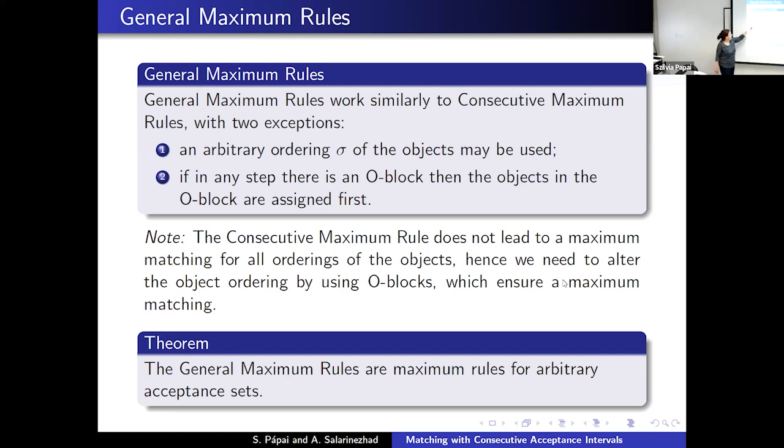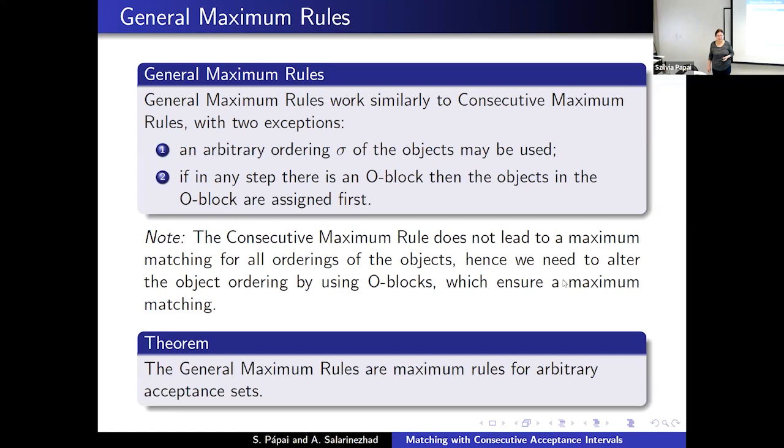So if in any step there is an O block, then the objects in the O block are assigned first, and hopefully it's intuitive why. Because if you don't assign them, then at least one object from the O block may not be assigned, and that's not necessarily going to lead to a maximum matching. So basically we are altering the object ordering by using these O blocks to ensure maximum matching.